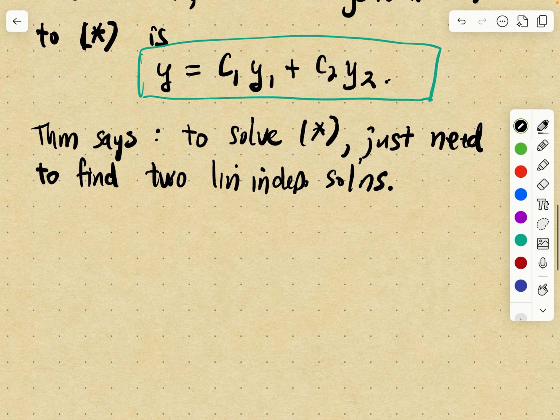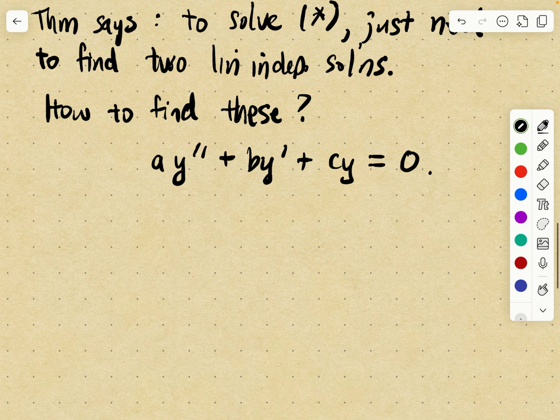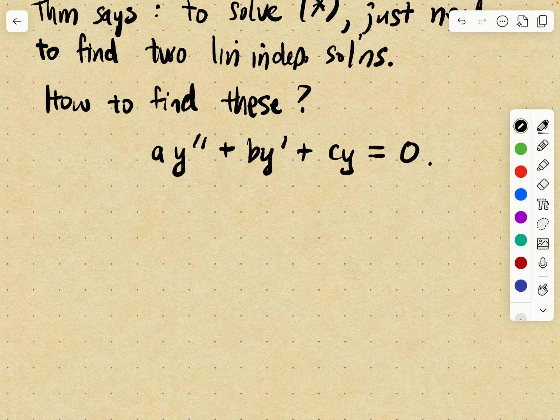So now, how do you find the y1 and y2? Well, that's what we're going to talk about now. You have this differential equation, a y double prime plus b y prime plus c y equals 0. And it turns out that this is what you can do. The first step is you form what's called the auxiliary equation.